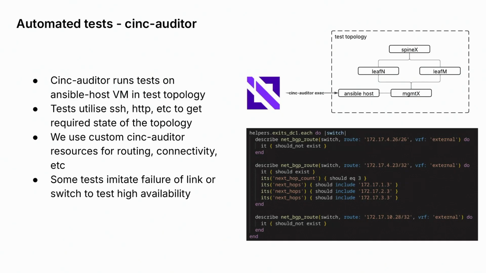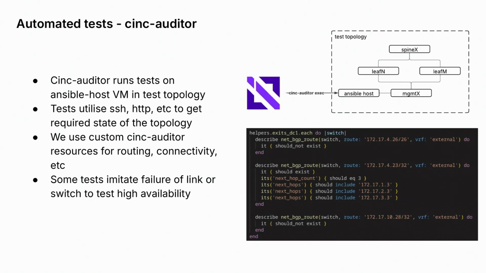So basically, this Sync Auditor connects to the Ansible host and executes the necessary tests from there because it has all the connectivity to all the switches. So it utilizes SSH, HTTP, other protocols together to get the current state of the topology, and then compares it to the defined state that we want to achieve.